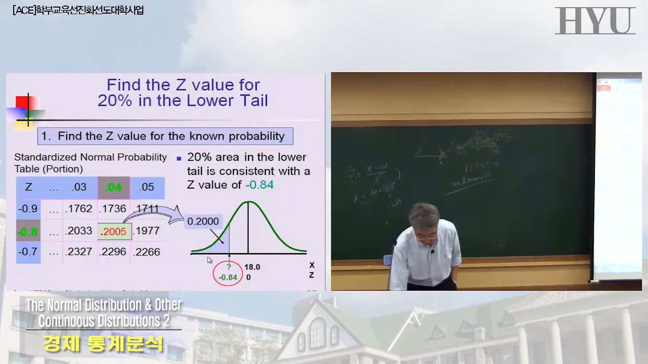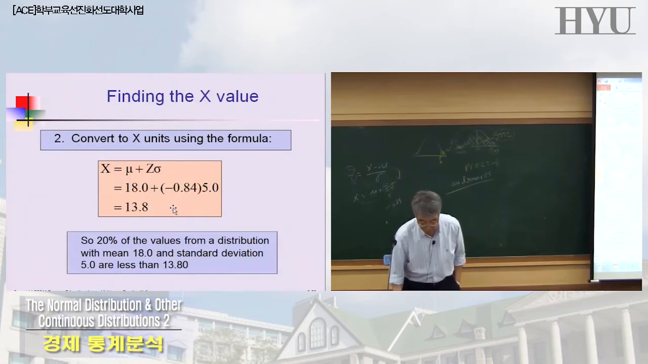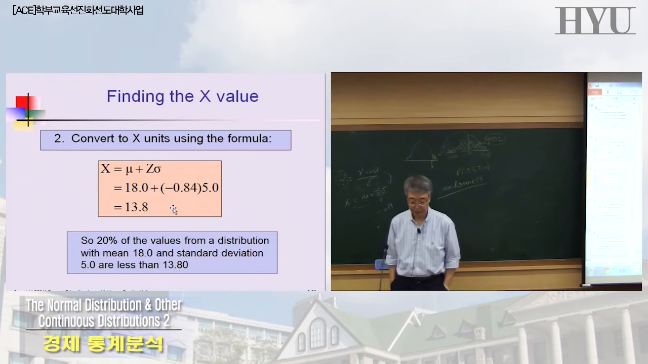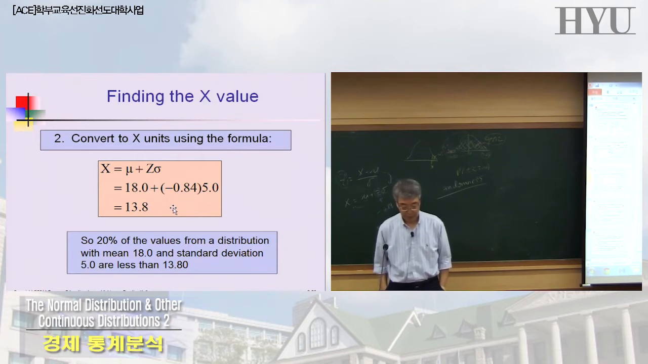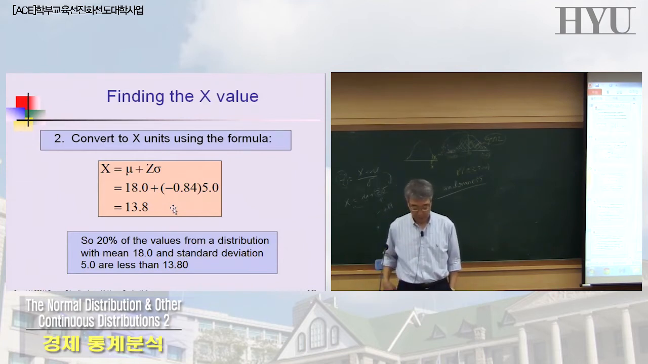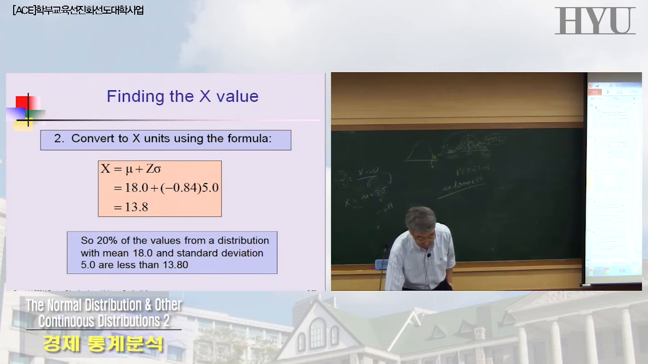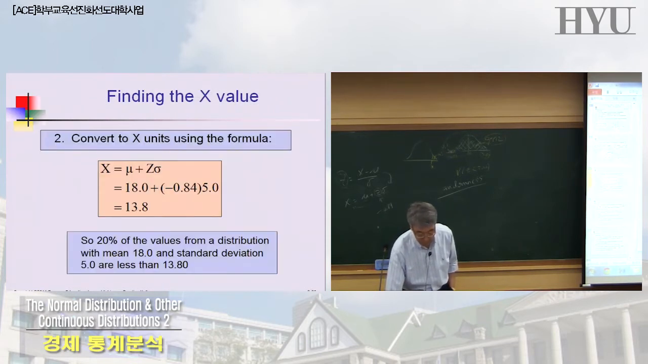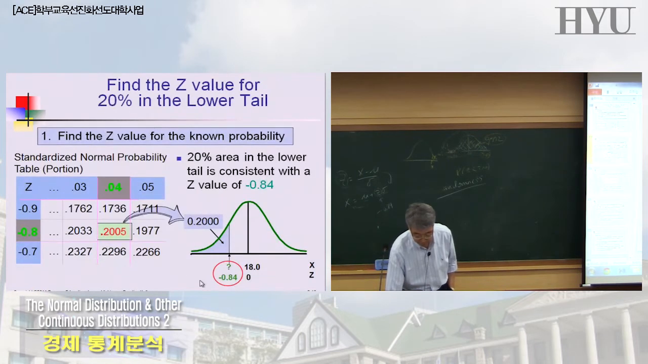And once you find the Z-score, you can just work your way back to the X value, right? So 18 plus negative 0.84 times 5. So you come up with 13.8, right? So in the original X scale, what was this value? 13.8, okay?